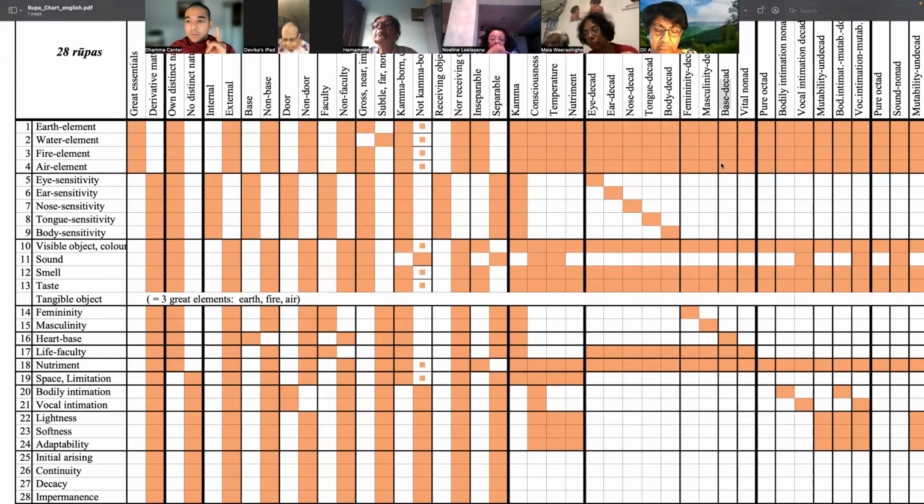We have Pathavi, Apo, Tejo, Vayo. We have Vanna, Gandha, Rasa. That is all the same. We have Hadayavatthu as well as Oja in all four as well. The difference remains in masculine, we have masculine rupa. In feminine, we have feminine rupa. And in the base decad, we have the heart base.